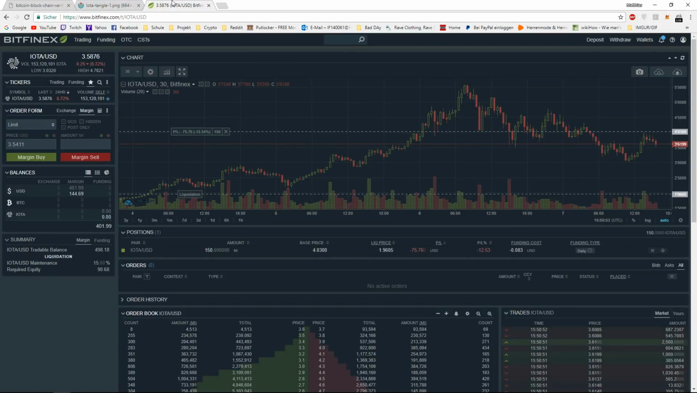IOTA has been rising to the moon lately. But why? Why is IOTA so different? Why is it so good?